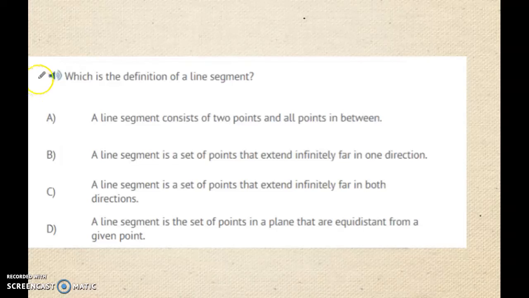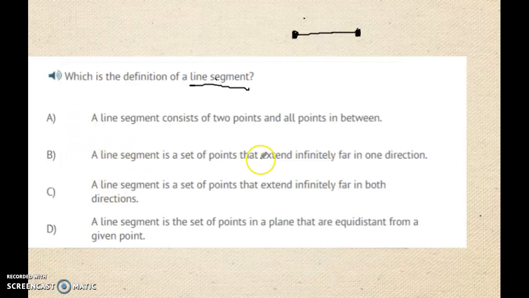Number 4, which is the definition of a line segment? Now, before I look at the words, remember a line segment is just a portion of a line. It has endpoints. All right, so A says a line segment consists of 2 points and all the points in between. That sounds like a pretty good answer. That's probably going to be it, but let's check the rest.